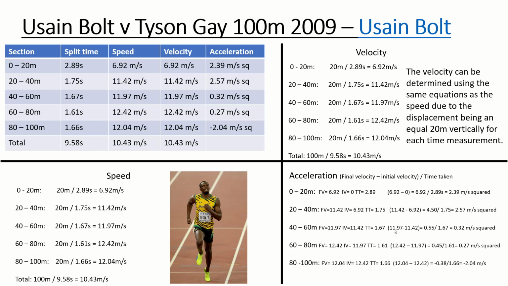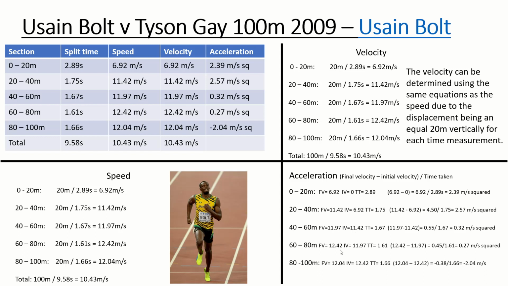Again, the middle part of the race, 11.97 was his final velocity at 60 meters. You take that away from his velocity at 40 meters, which was 11.42, which gives you 0.55, and you divide that by the time taken again, 1.67, and that gives you 0.32 meters per second squared. So this shows he's at a much more sustained speed than before, and he's not accelerating as greatly.